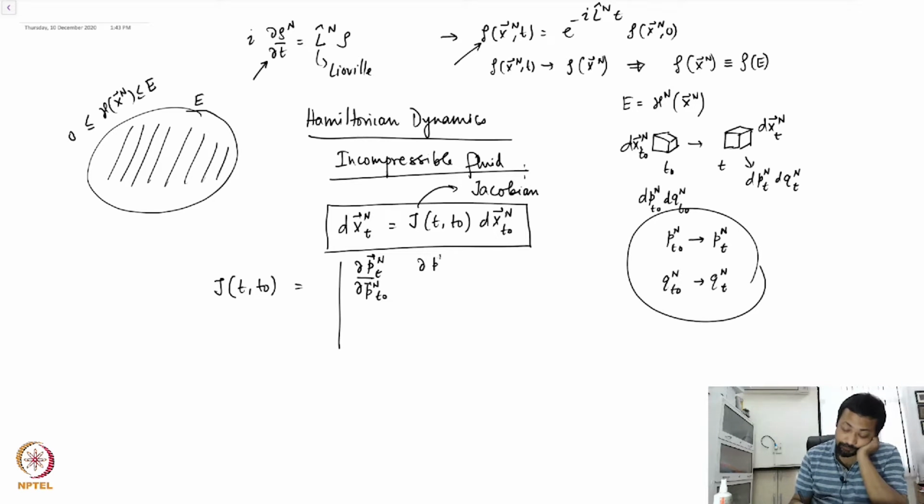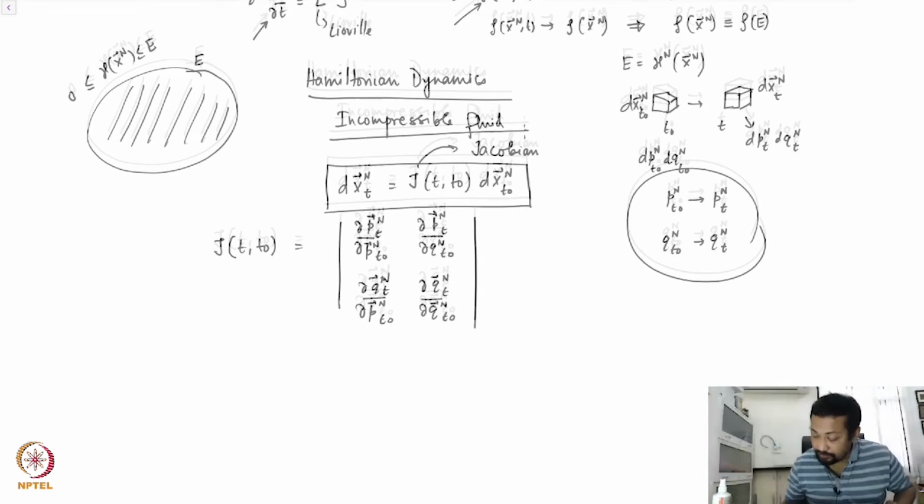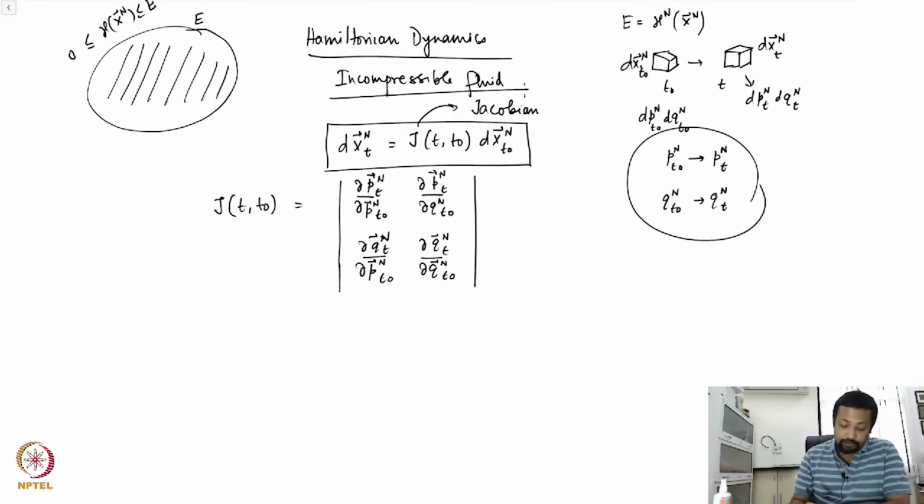This is going to be ∂PN(t)/∂PN(t0), and similarly you will have ∂QN(t)/∂PN(t0), ∂PN(t)/∂QN(t0), and ∂QN(t)/∂QN(t0). It's exactly the same thing that we defined earlier when we did thermodynamics, if you recall. So the Jacobian is the determinant of this matrix.